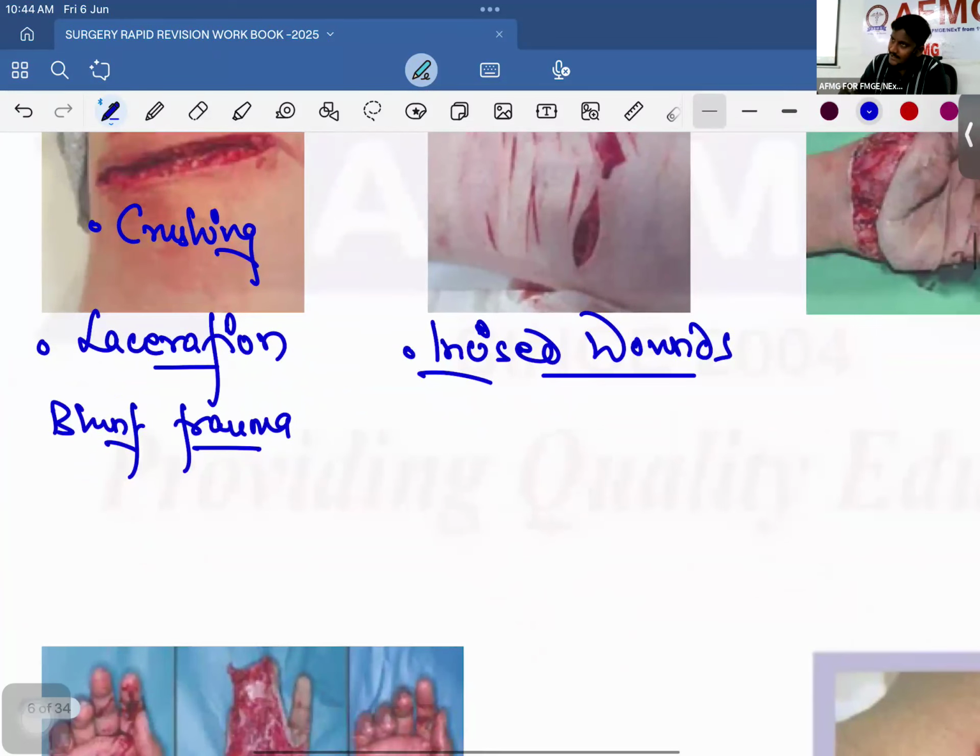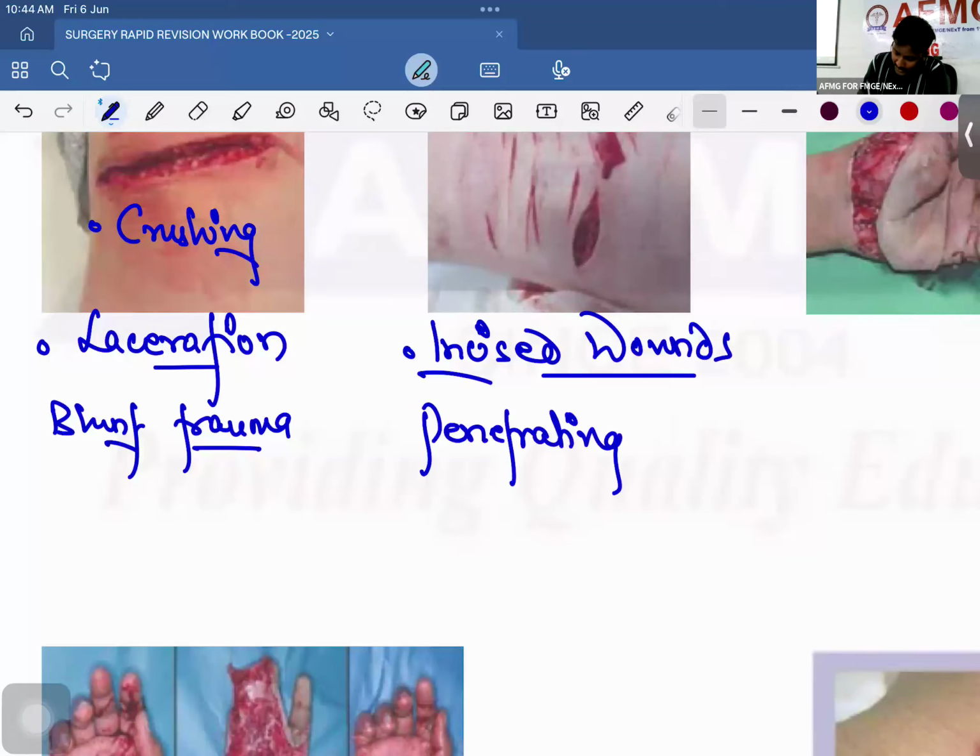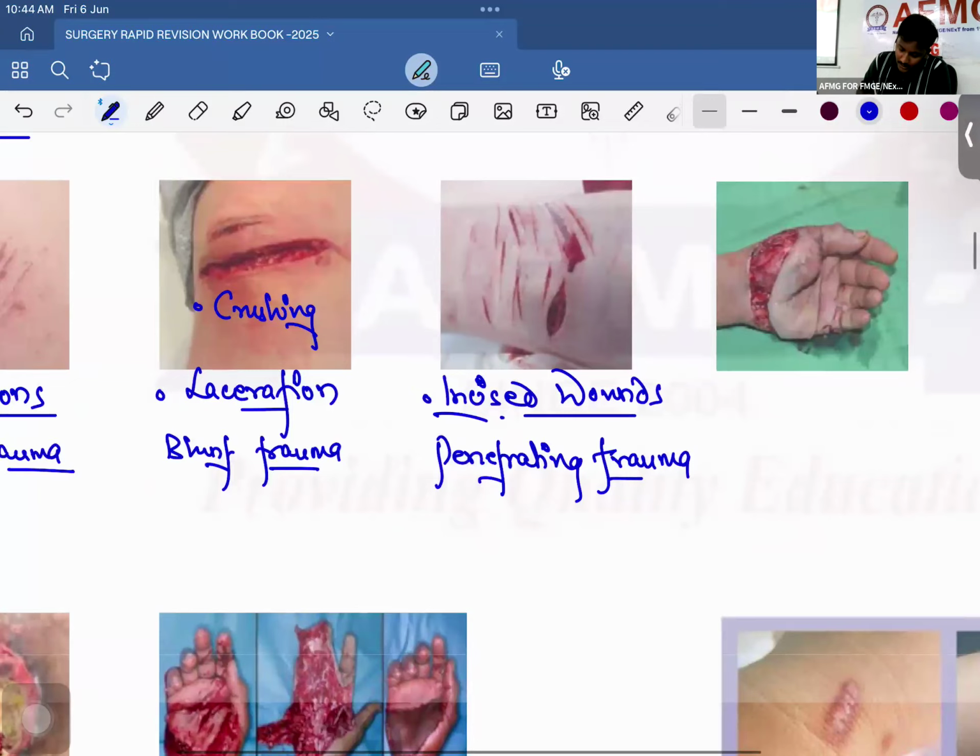Important is, if I talk about incised wound, it happens due to blunt or penetrating trauma. We know that incised wounds happen due to a penetrating trauma, which is important. But that penetrating trauma will be with a light cutting weapon or a heavy cutting weapon. So we know that an incised wound happens with a light cutting weapon, something like a surgical blade or a knife, beta. That is important. Okay, so these important things you have to remember.